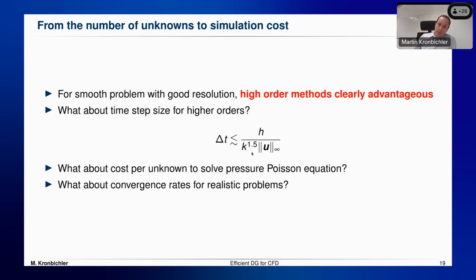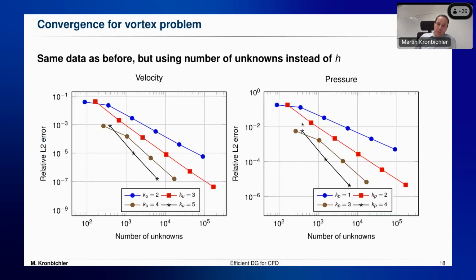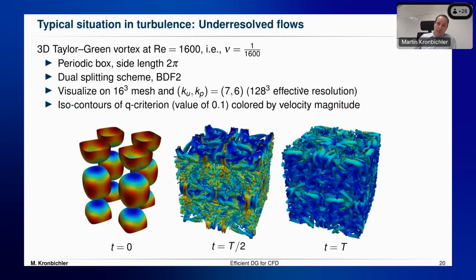The other thing is, of course, how is the number of degrees of freedom related to the cost of the solvers, especially the pressure Poisson equation. And maybe the most important one is, how is the convergence rate actually? In the simple case, we had these nice rates, but now let's look at an actual turbulent simulation, even though this is maybe the most simple one. Again, I start with a smooth field, but now I have high Reynolds numbers such that these initial smooth structures decay into a chaotic or turbulent structure.